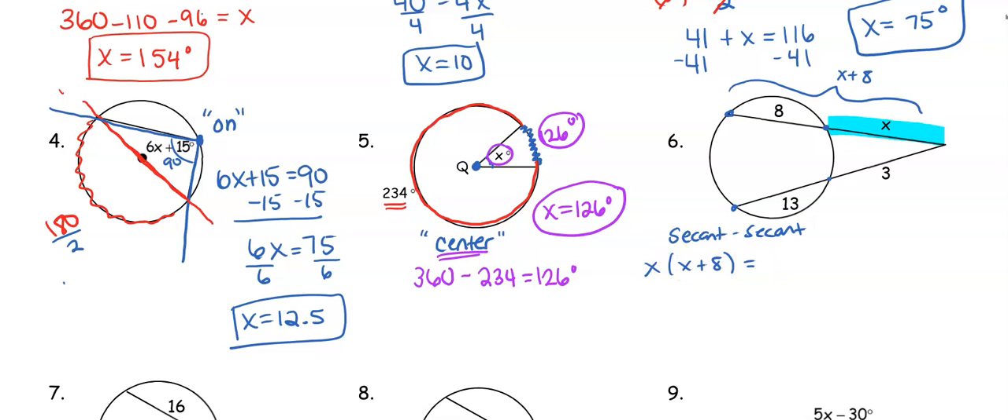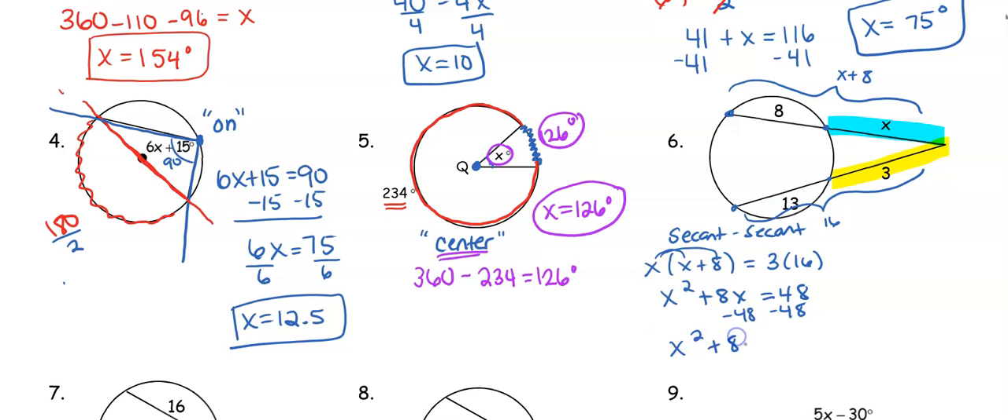So if I look at the top portion, the outside is x, the whole is x plus 8. And then on the bottom portion, the outside piece is 3. The whole piece is 13 plus 3, which is 16. We distribute in our x, so that gives us x squared plus 8x. 3 times 16 is 48. We are going to have to factor here, so I move that 48 to get that 0 product property.